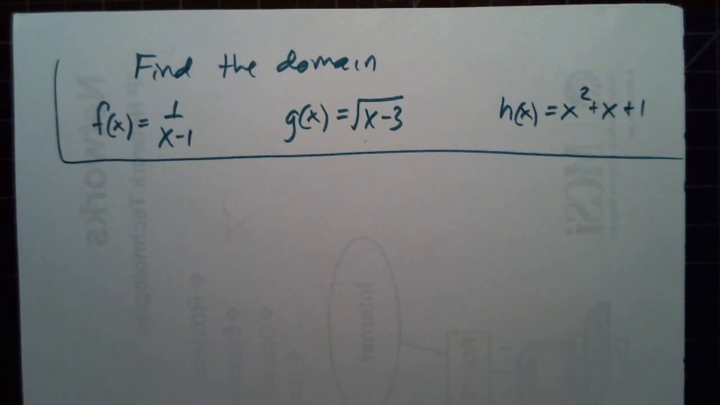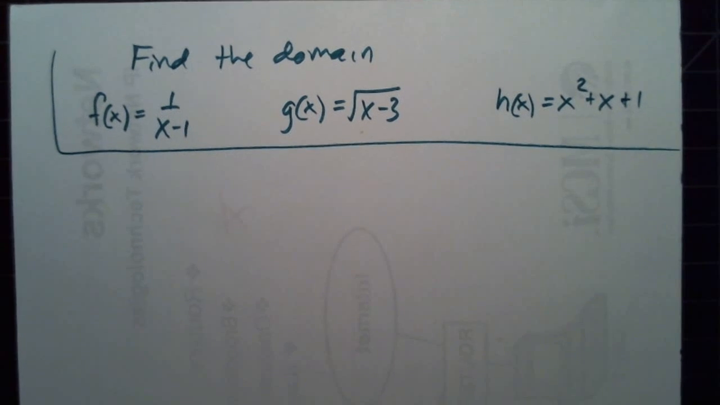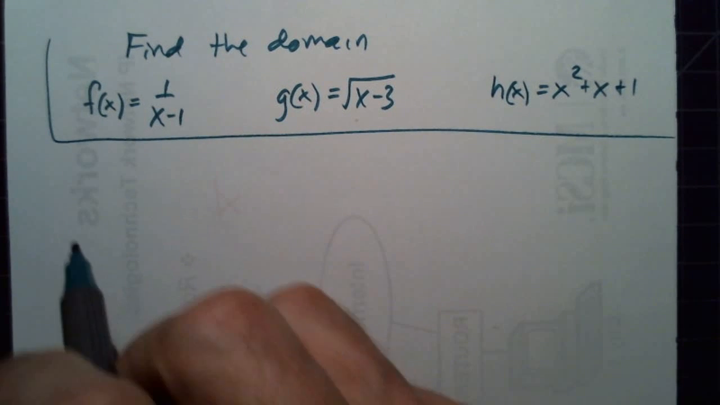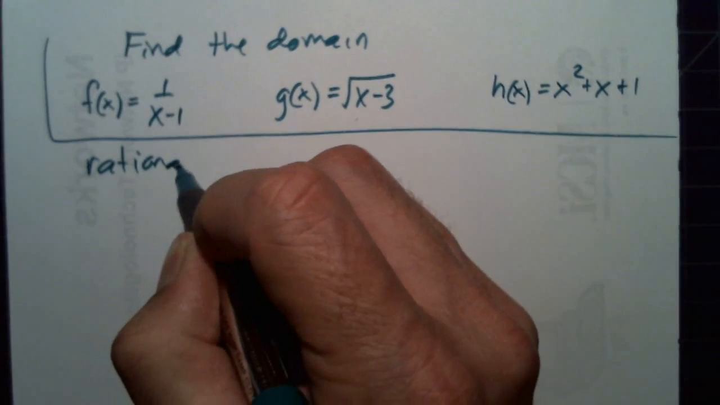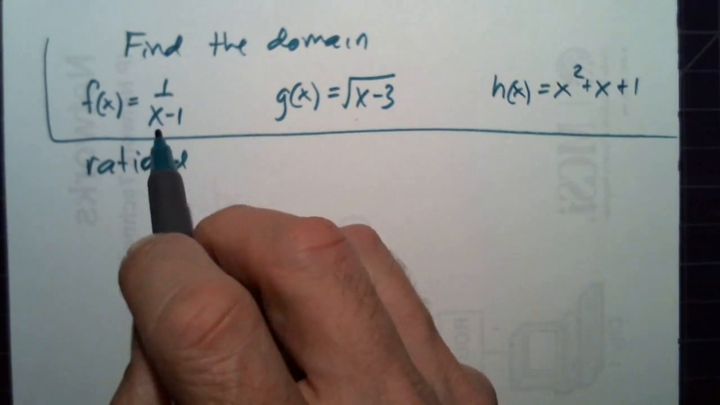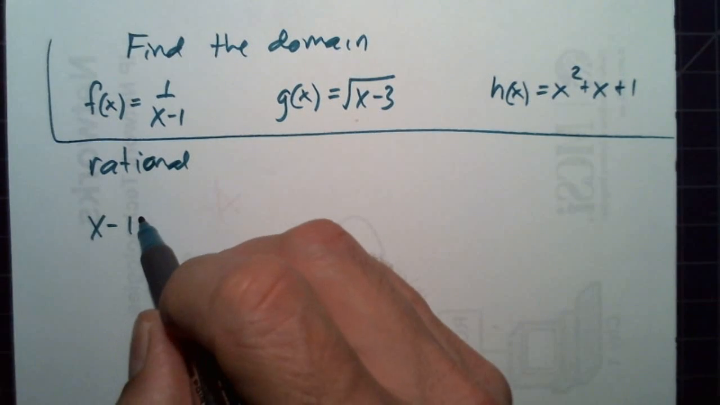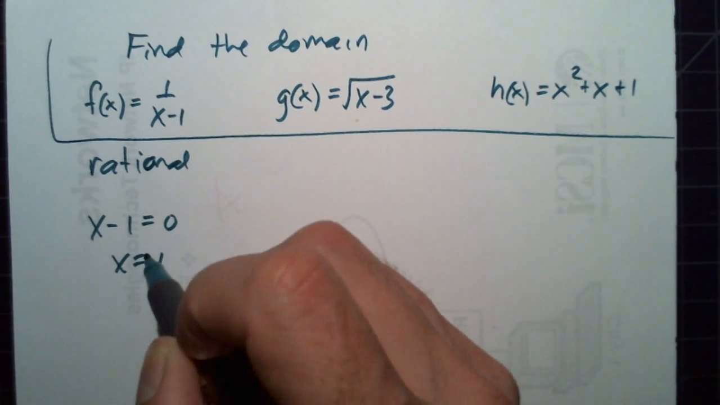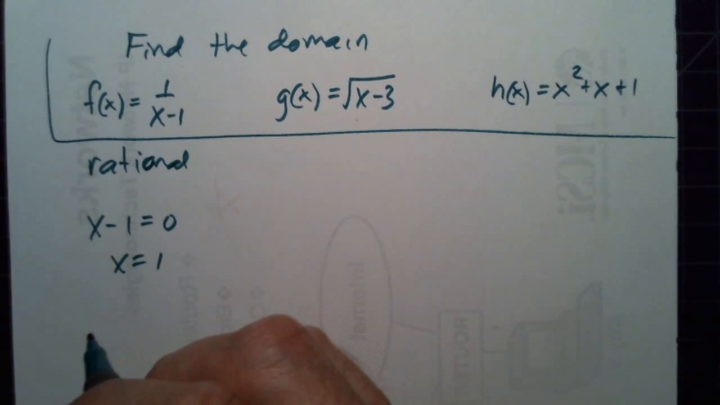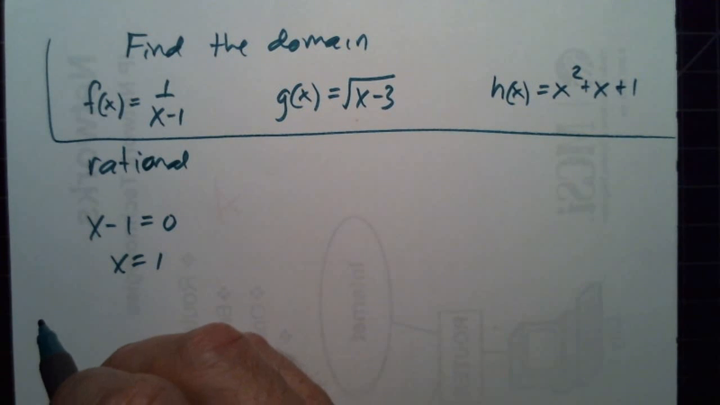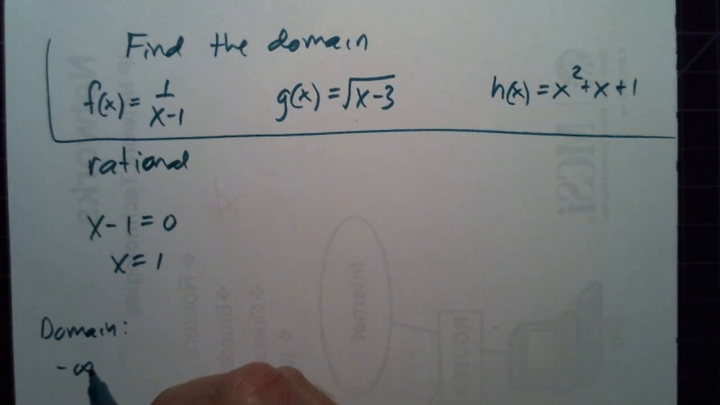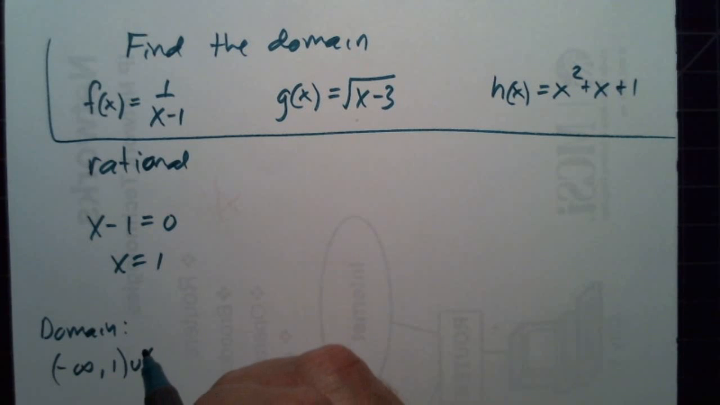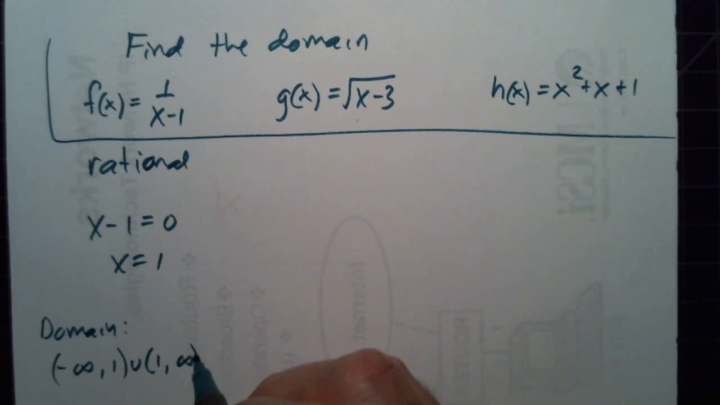All right. Pause the video and find the domain of these functions. So here we see that it is rational, and that helps us focus on the strategy of just finding out when the denominator equals 0. So we know that 1 is not in the domain, and so the domain is negative infinity to 1 and 1 to infinity.